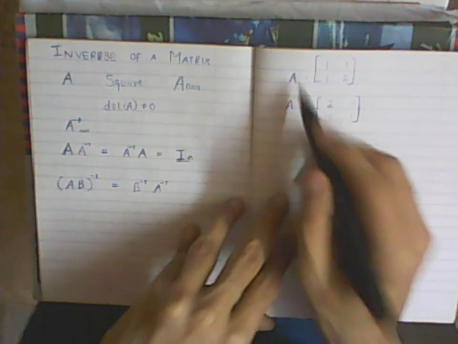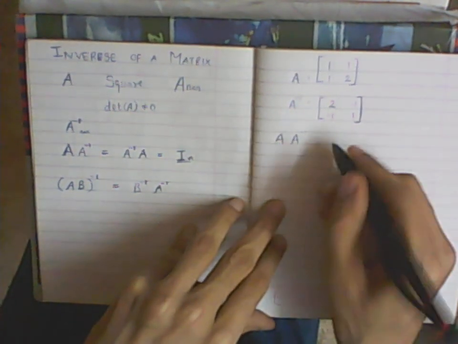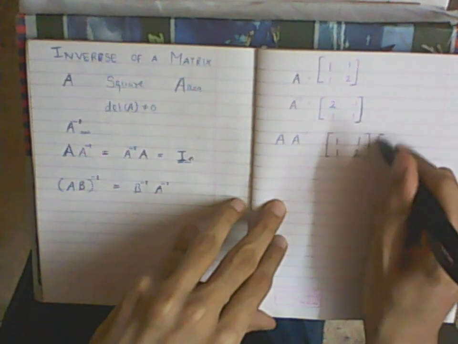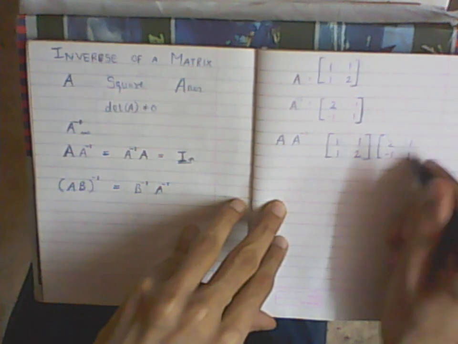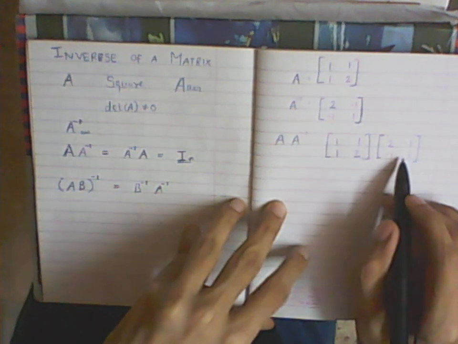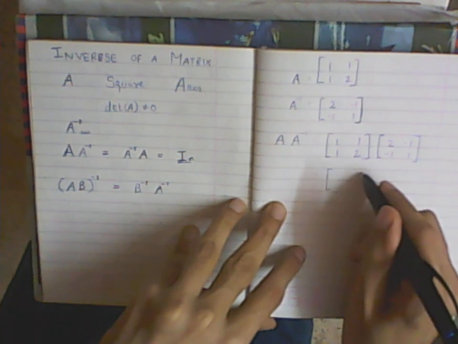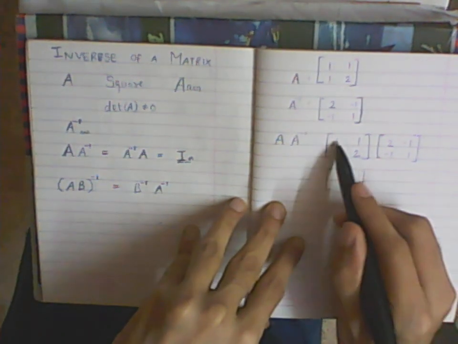But you can see that if you multiply A and A inverse, what you get is the first matrix is 1, 1, 1, 2, and the second matrix is 2, minus 1, minus 1, 1. So this is a 2 by 2 matrix, this is a 2 by 2 matrix, so the multiplication is well defined and the product will also be a 2 by 2 matrix. Okay, so we have to worry about the first row, first column entry. So I multiply this with this.